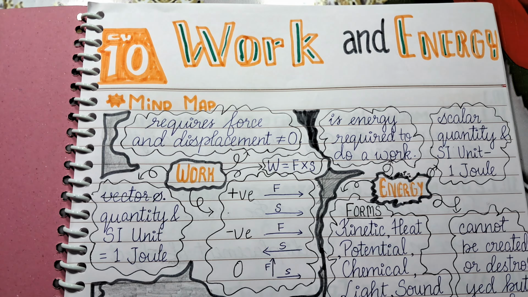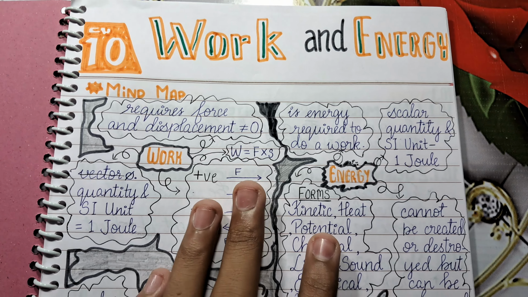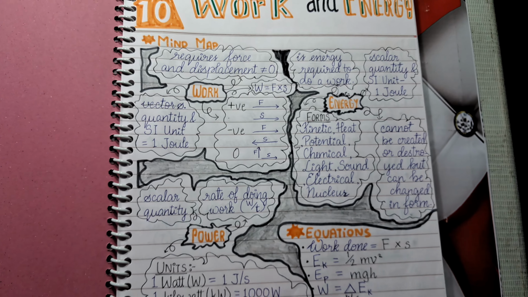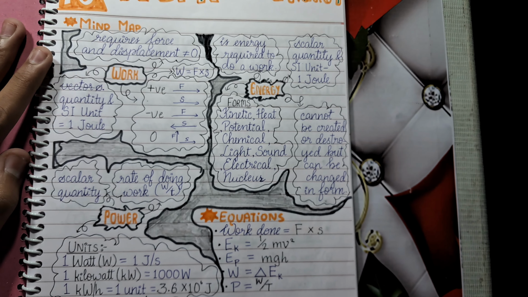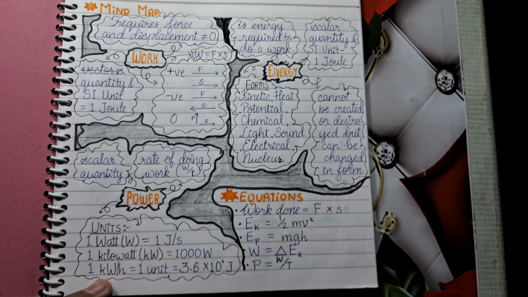So in this video we will be covering chapter number 10, Work and Energy, class 9th. In this video we will cover this mind map. This mind map basically tells us about what work is, what energy is, and what power is.